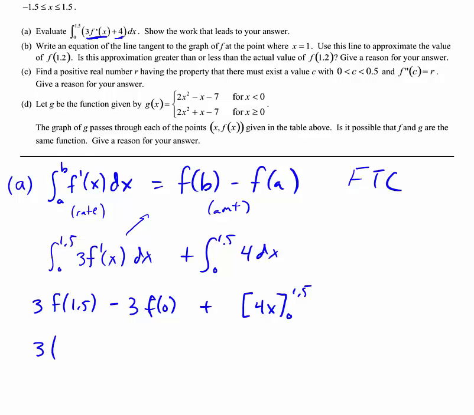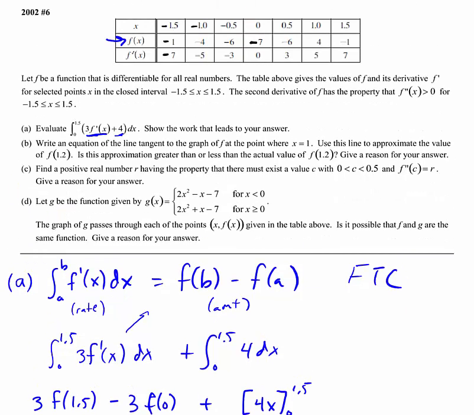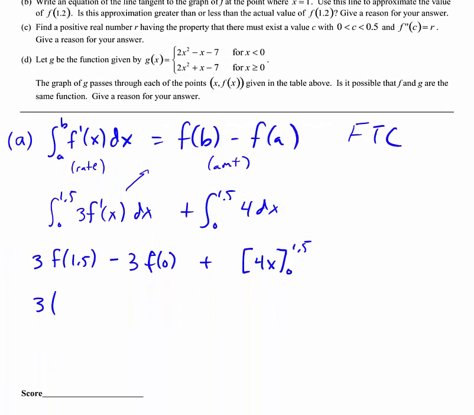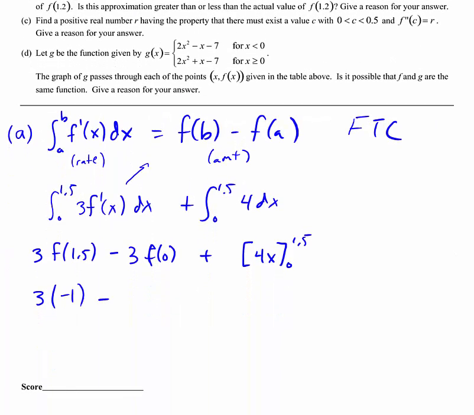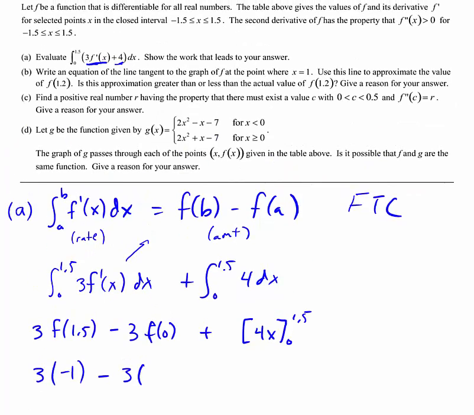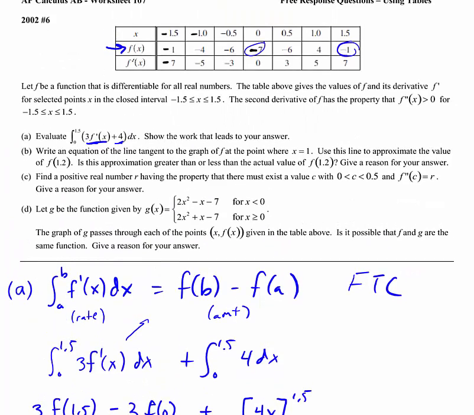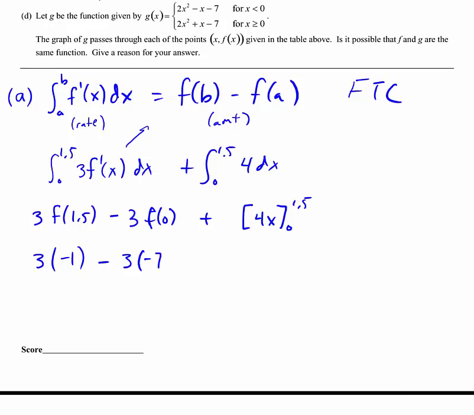So we're going to use the table, right? Look at the f row. f of 1.5 is negative 1. So 3 times negative 1 minus, look at the table again, f of 0 gives us negative 7. And then plus 4 times 1.5 minus 4 times 0. Maybe put a big parentheses around those.